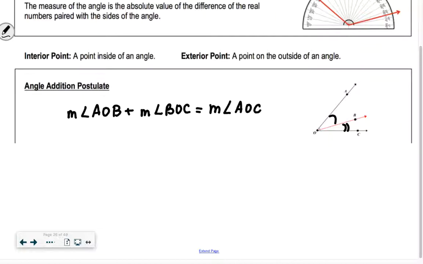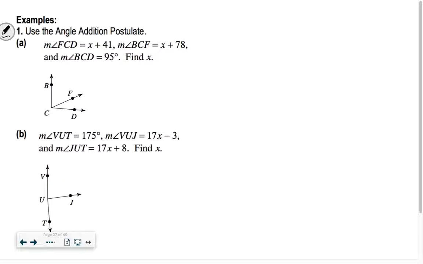Does that make sense? Easy enough. So let's use this in some problems. It says use the angle addition postulate. What if the measure of FCD, this angle right here, is x plus 41, and the measure of BCF is x plus 78. Find the measure of BCD, or no, it says the measure of BCD is 95. So this whole thing here, going all the way around, is 95.